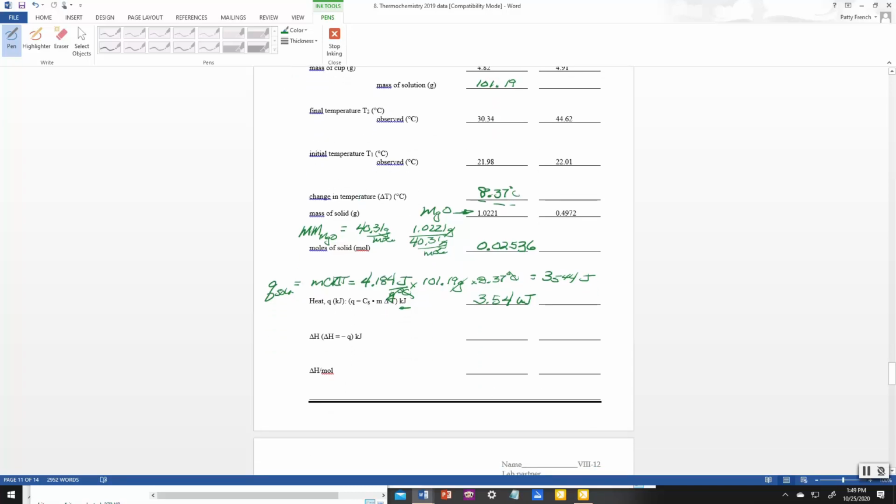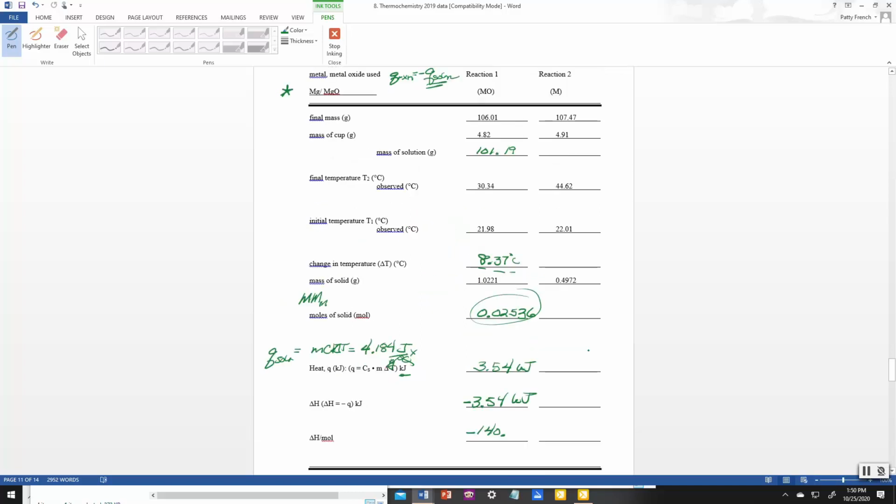Again, in order to solve for delta H, we just stick a negative in front of it. This is where we're doing the Q reaction. And for the delta H per mole, it's 3.54 kilojoules divided by the moles, which is right here, 0.02536 moles. And this answer was negative 140 with proper significant figures.